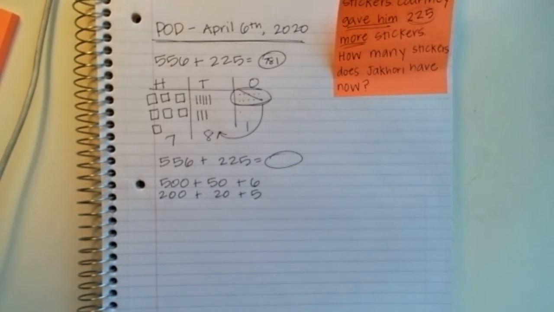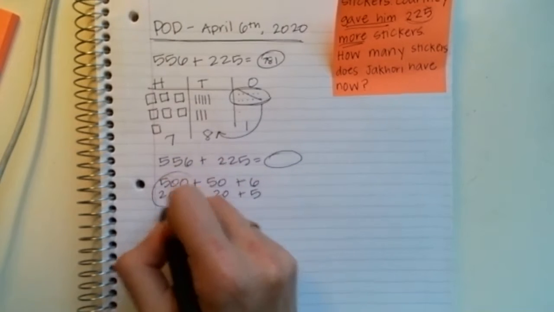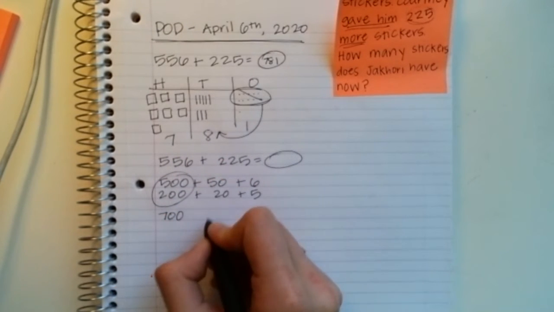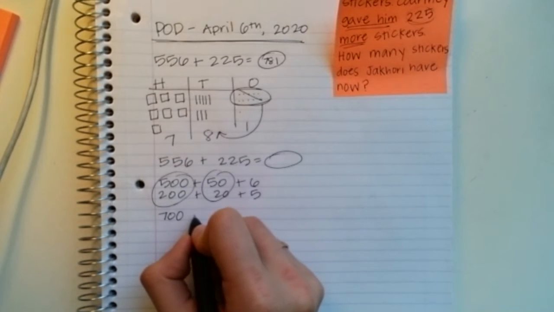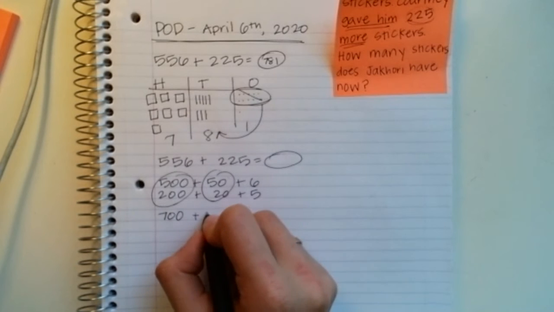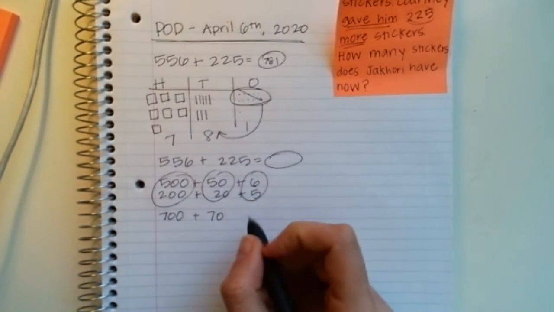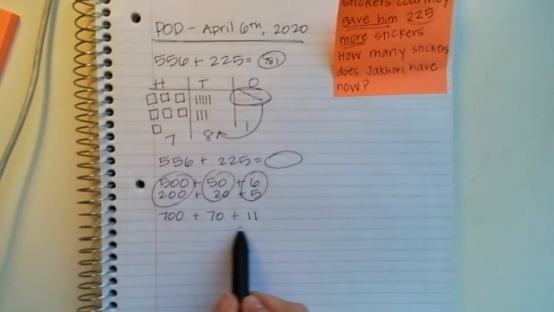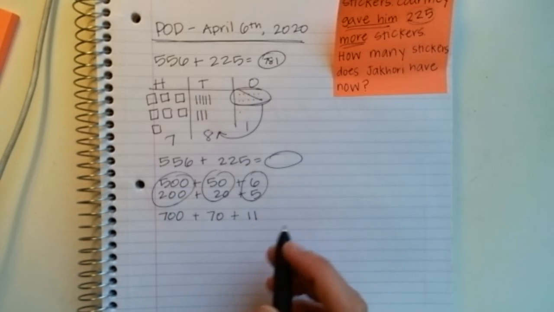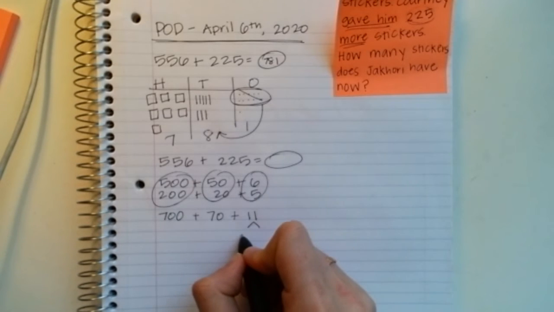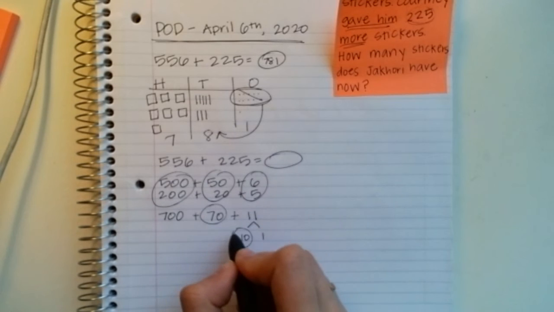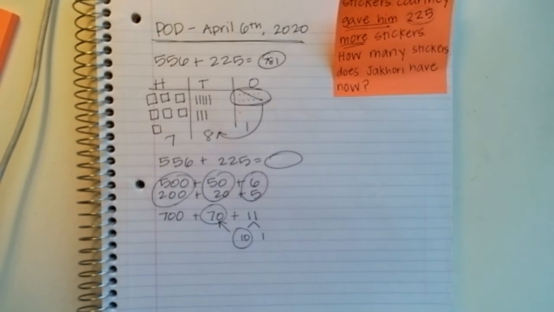And I would add up my numbers using place value. 500 and 200 is 700. 5 tens and 2 tens equals 7 tens or 70. And 6 and 5, I know that's 11. Now when I look across my new equation, I have more than 10 here. I have 11, so I have to break it apart. I could break it into 10 and 1, that's 11. And then I can add my 10 to the tens place.